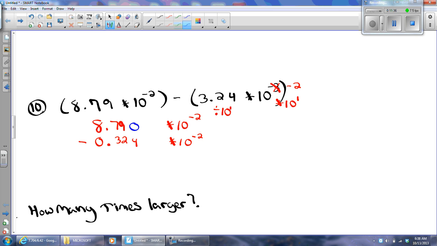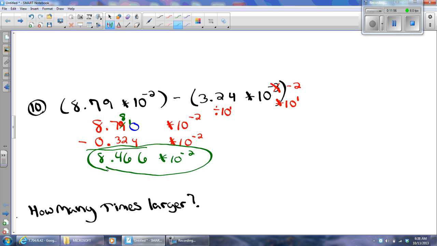And I'm going to do a little subtraction now, and I'll have to do some borrowing. Turn that into an 8, so I'm going to get 6.648 times 10 to the negative second. Pretty easy stuff, okay?